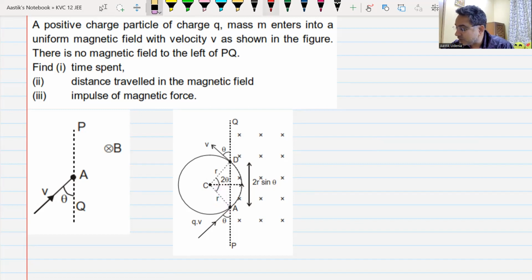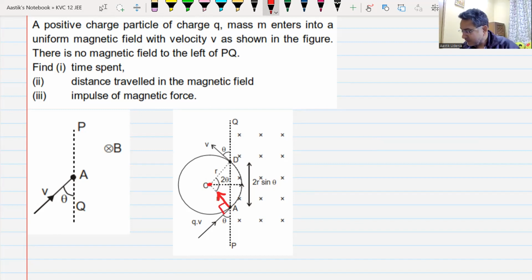This arrow does not look good, so let me make this arrow. The force will be acting like this, and the center would lie somewhere here. This angle is 90 degrees. Yes or no?